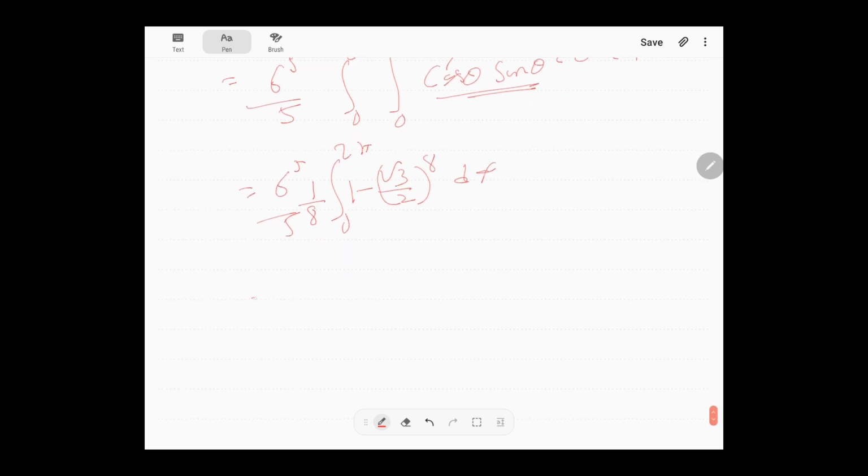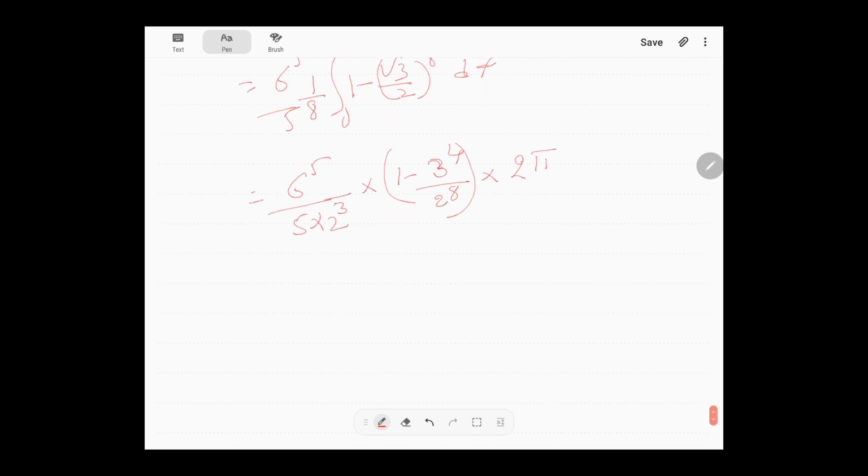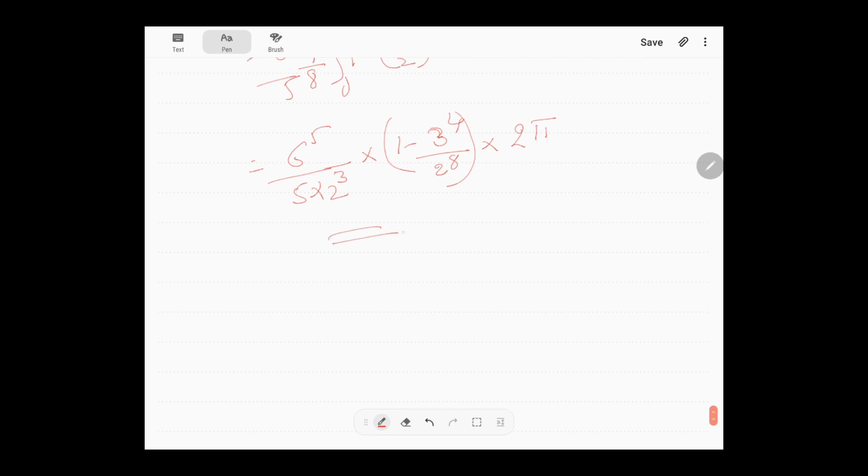So this is 6 power 5 by 5 into 8, which is 2 cube, I can write, into 1 minus root 3 whole power 8, which is 3 power 4 by 2 power 8, and d phi is, if I substitute the limits, 2 pi. So you all know how to simplify it further. Simplify it, whatever you get, that is the answer.